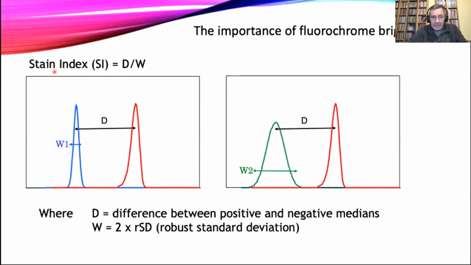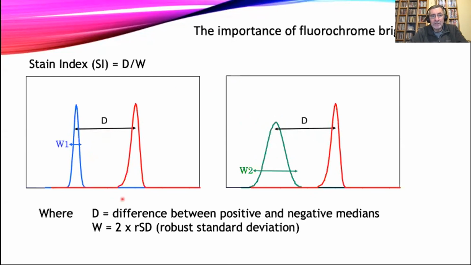And in essence, it's defined as the distance between our positive and our negative peak, but we divide it by the width of the negative peak, and that's because cells are autofluorescent in different areas of the spectrum. And this actually helps us in determining which fluorochromes are brighter, because if I look at these two diagrams here, the distance between the positive and the negatives in both cases is the same, but the resolution in this one is less. There's less space here between the negatives and the positives than there is here.